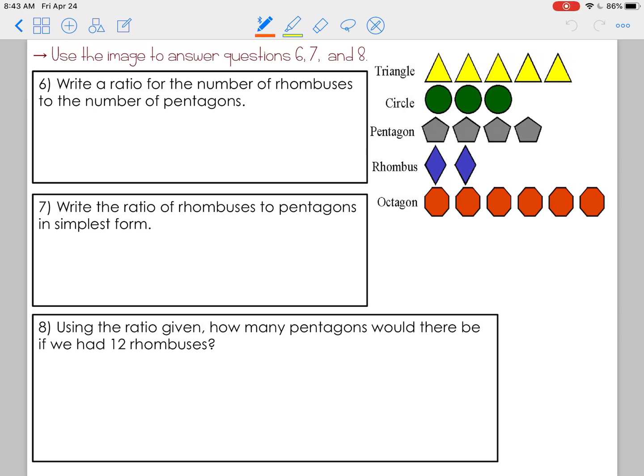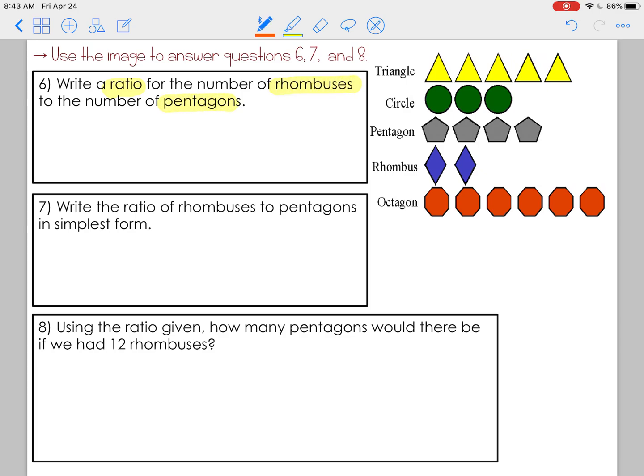Right, guys, so now we're going to take a look at questions 6 through 10. And this is about our rate and ratio units. So our first one, number 6 here, we're just going to use this picture over here for question 6, question 7, and question 8. And number 6 says, write the ratio of the number of rhombuses, so that's important, to the number of pentagons.